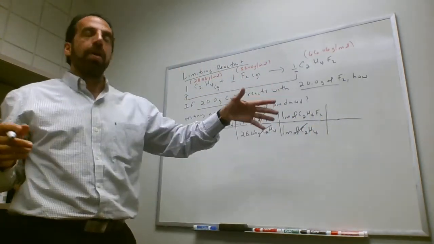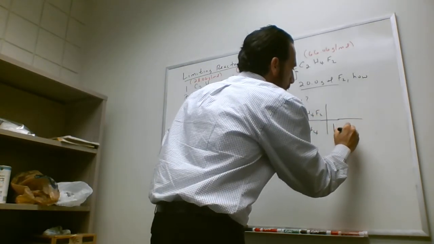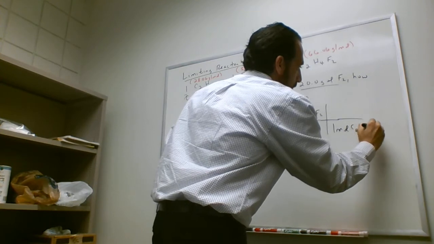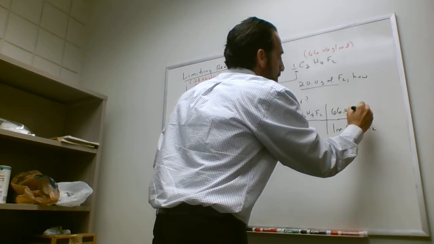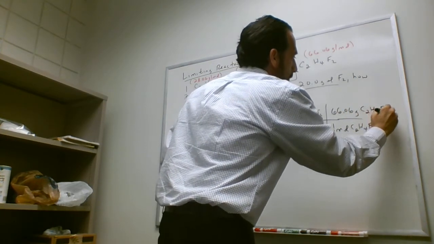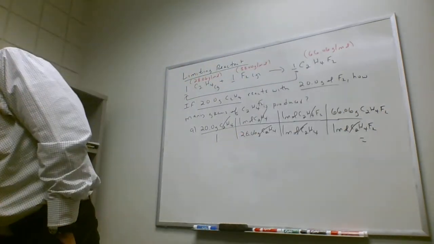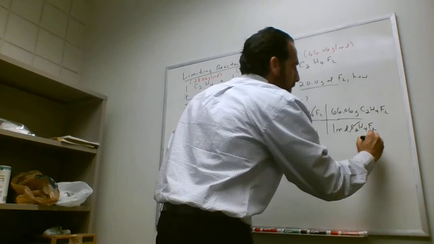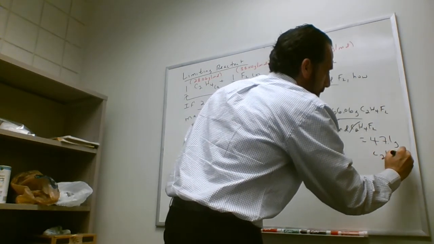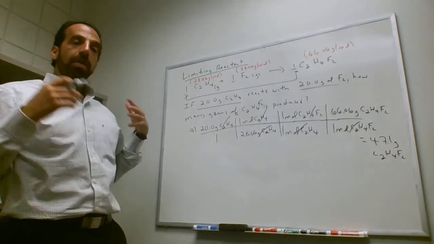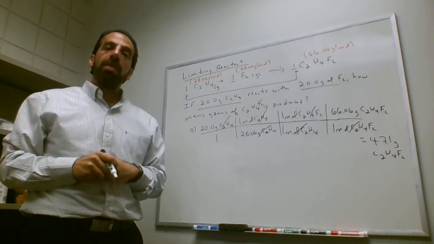So again, it's that 1-to-1 ratio. And then I convert the moles to grams using the molar mass of the C2H4F2. So 1 mole of C2H4F2 is going to be 66. So if I do that, I'm going to produce 47.1 grams. So if all of this reacts, again, we're not sure yet. We're going to compare it with the F2. I'm going to produce 47.1 grams of C2H4F2.